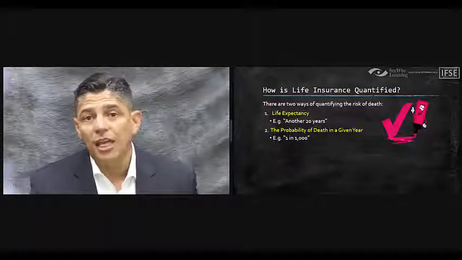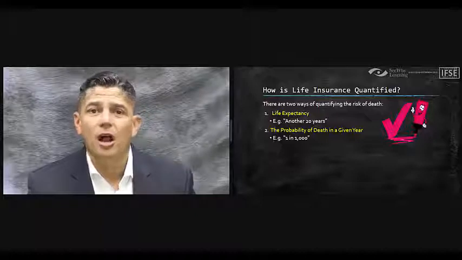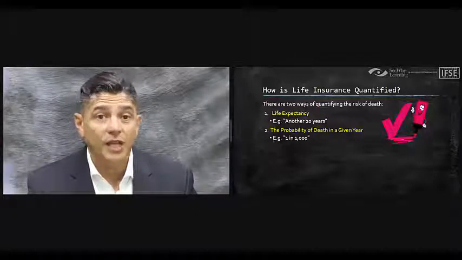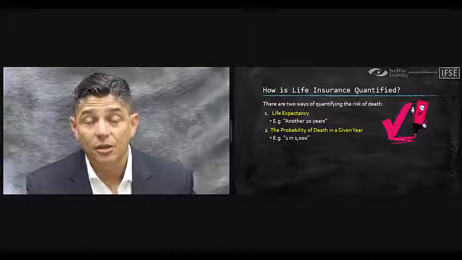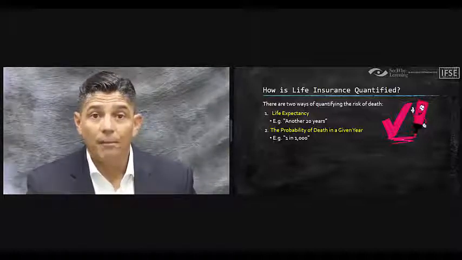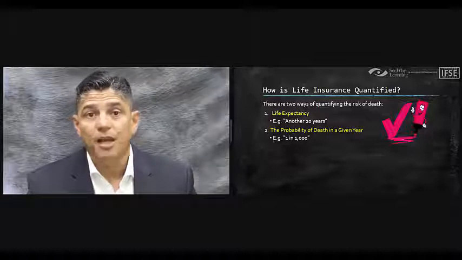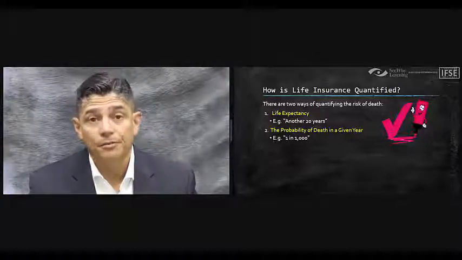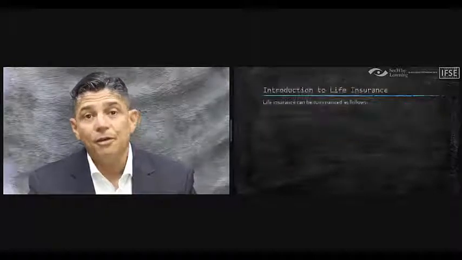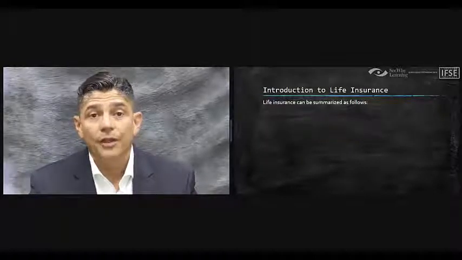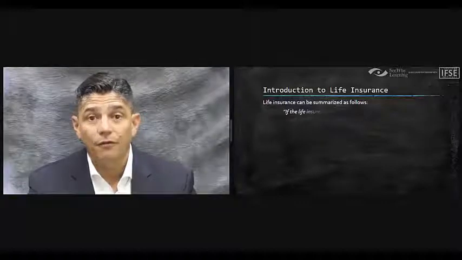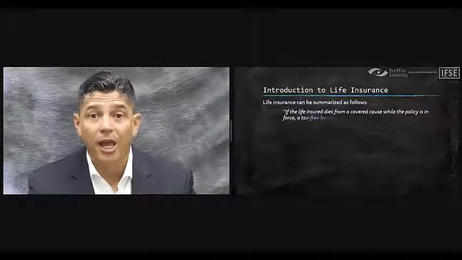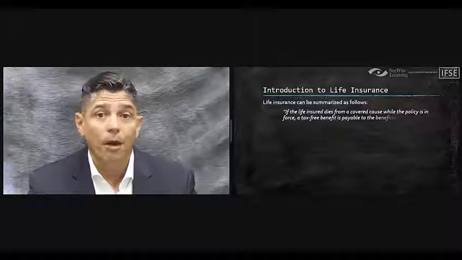Now, most students taking this course already have some knowledge in terms of what life insurance is. Therefore, I'm going to summarize life insurance in one sentence, go over an example, and then begin to build on that knowledge by discussing the various types of insurance policies available in the marketplace. Now, life insurance can be summarized as follows. If the life insured dies from a covered cause while the policy is in force, a tax-free benefit is payable to the beneficiary of the policy.